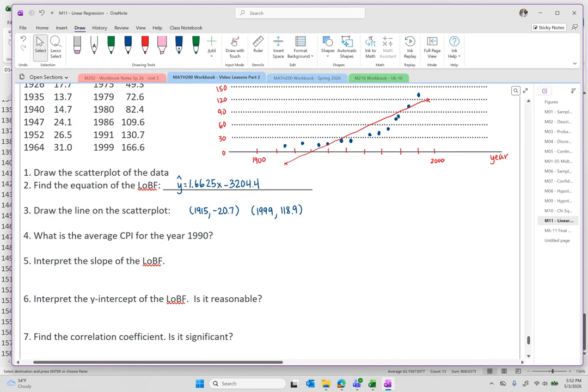What is the average CPI for the year 1990? This is the y hat for 1990.